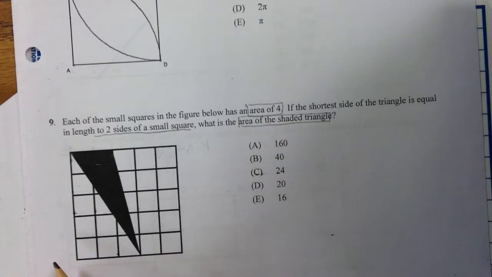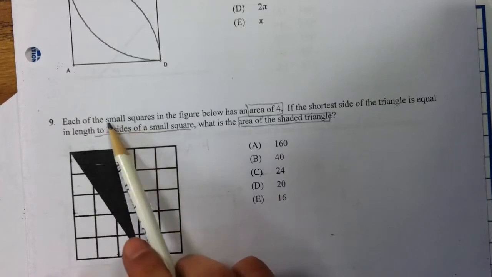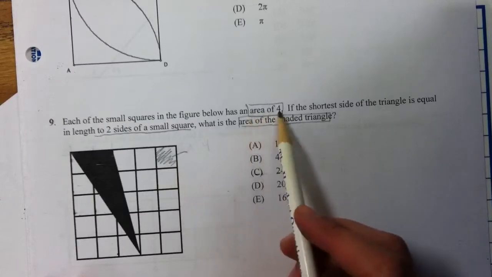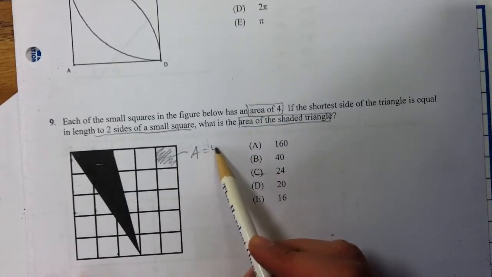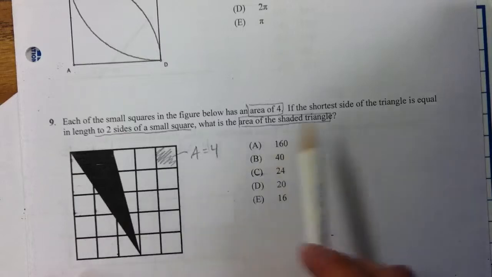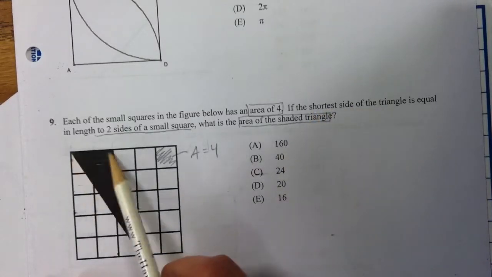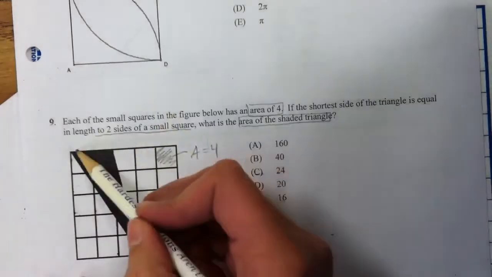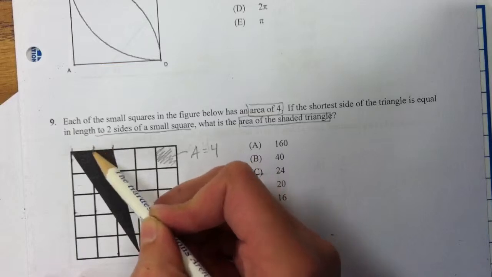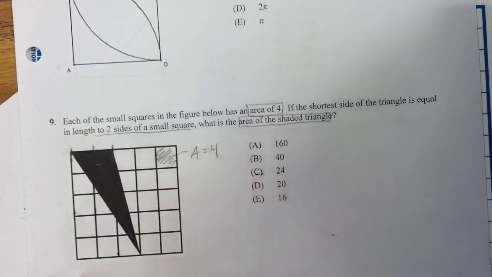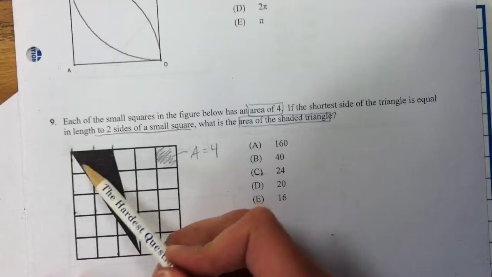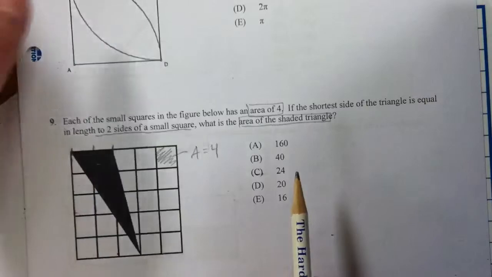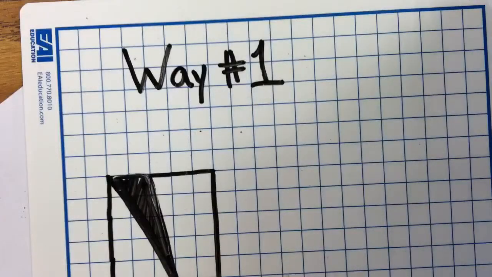Okay, so let's take this piece by piece. First off, it's telling us that each small square, so each of these, has an area of 4. The shortest side of the triangle, which is this side, is equal in length to two sides of a small square. So that means that from here to here, we have two squares. 1, 2. What is the area of the shaded triangle? So our goal is to find out what this area equals. Okay? I'm going to show you how to do this in two ways.